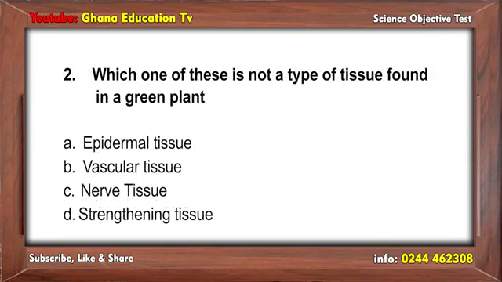Number 2. Which of these is not a type of tissue found in a green plant? A. Epidermal tissue. B. Vascular tissue. C. Nerve tissue. And D. Strengthening tissue.